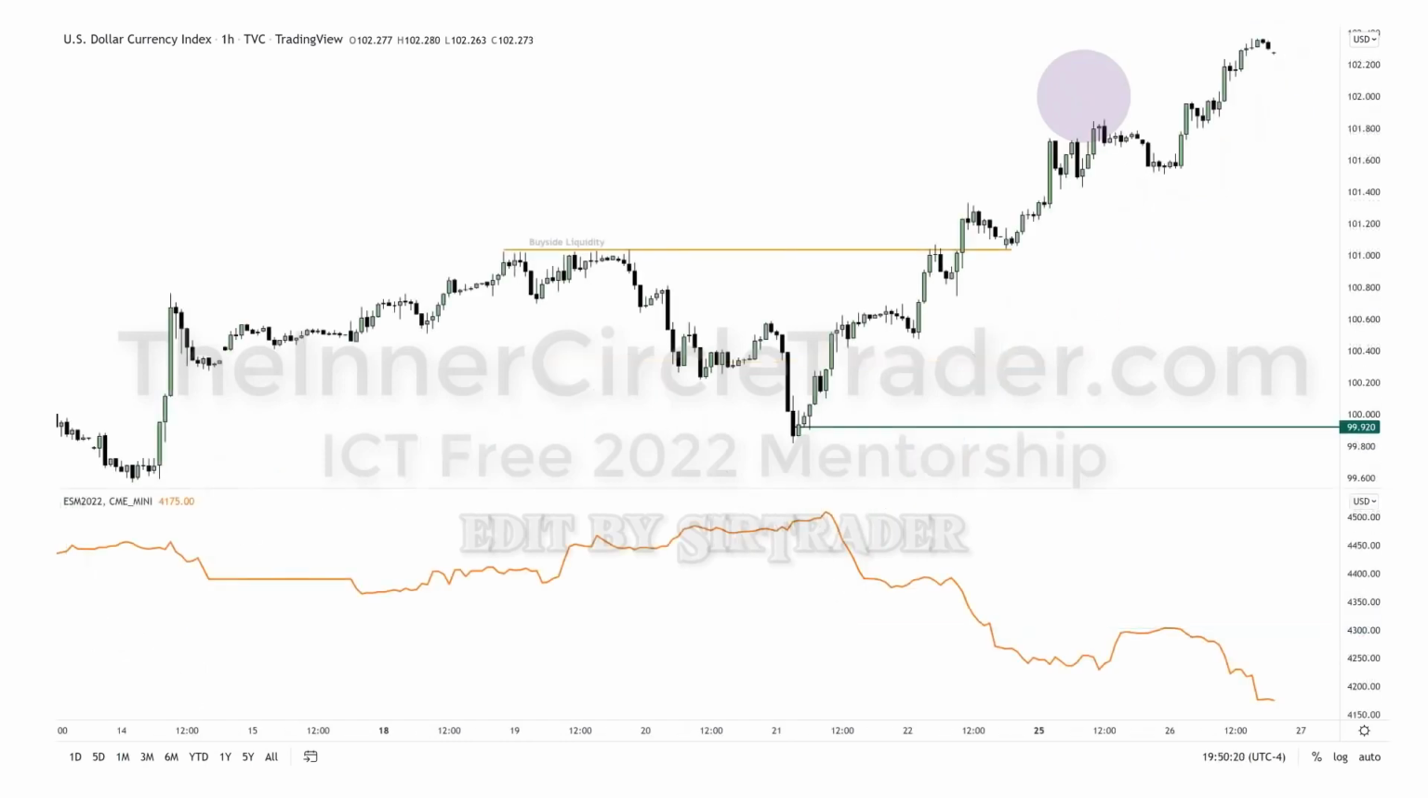Let's take a look at what the relationship looks like with the dollar versus the E-mini S&P. So this is the June contract for 2022 of the E-mini S&P futures market. As this dollar was going higher, what was going on in the E-mini S&P? See that inverted relationship there?